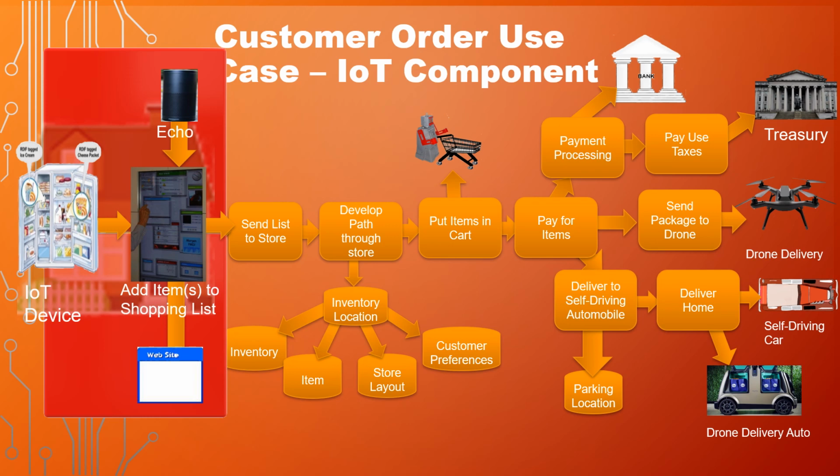The store will then develop a path through the store for picking those various items. The robot will run around picking them up, bringing them in for payment. They go through the payment processing and tax collection and payment. They then deliver them out to the appropriate delivery mechanism, in which case this would be a self-driving car, for example, using parking information where that is. So totally autonomous purchase, custom order purchase, with the only thing the customer doing is saying, okay, go get them.